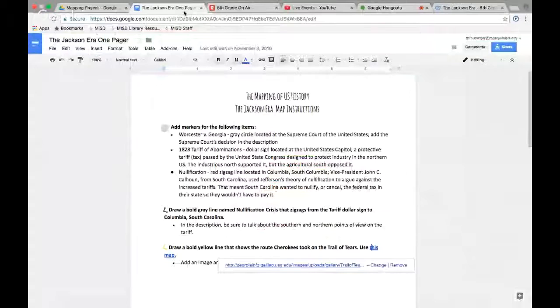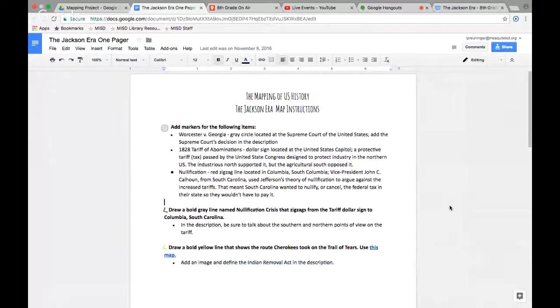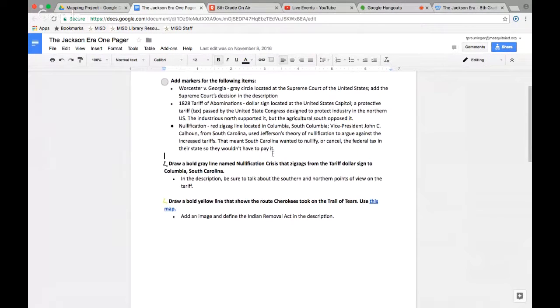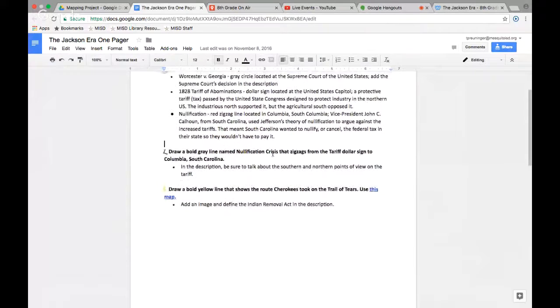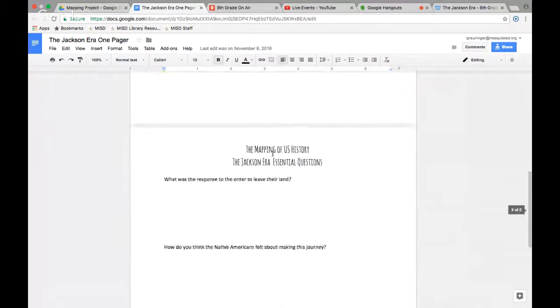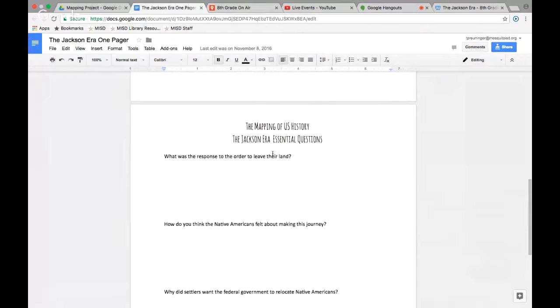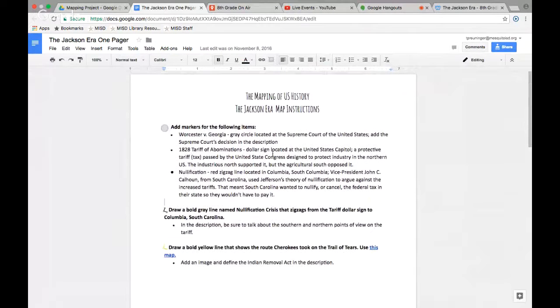Hopefully this will work. So it looks like this. This is our one-pager, our instructions for kids, and it is available on the website. It gives the instructions, and it also gives some essential questions that go with our lesson to make sure that our TEKS and objectives are covered for Andrew Jackson.